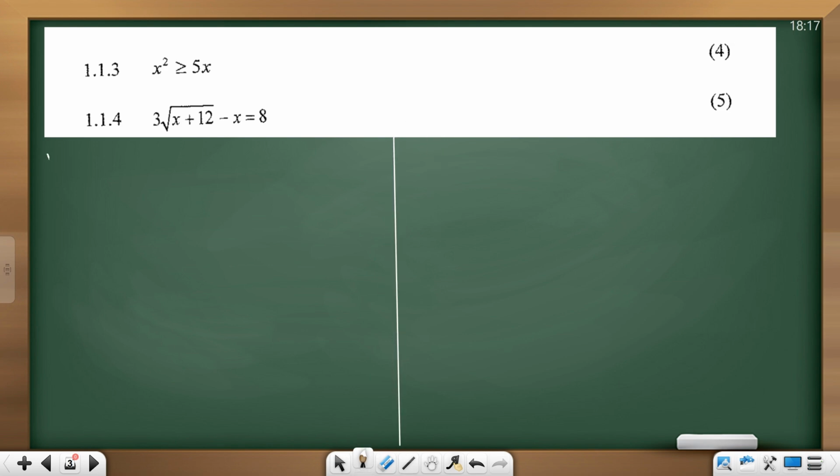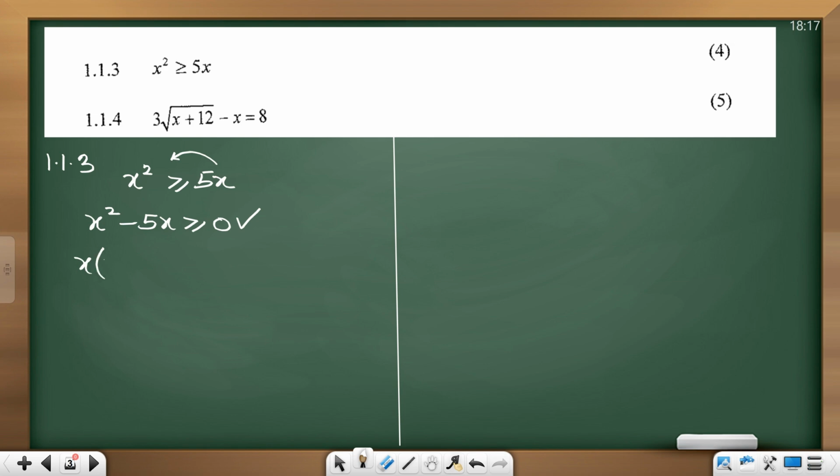Let's take note of the simple rules of maths. When it comes to inequality, please make sure the right-hand side is a 0. So x squared minus 5x is greater than or equal to 0. There's one mark already there.